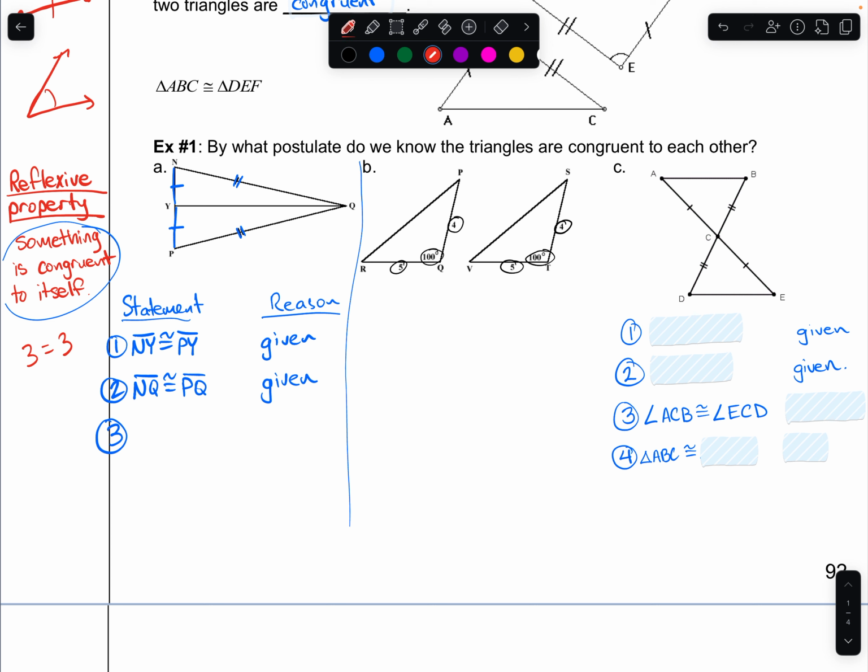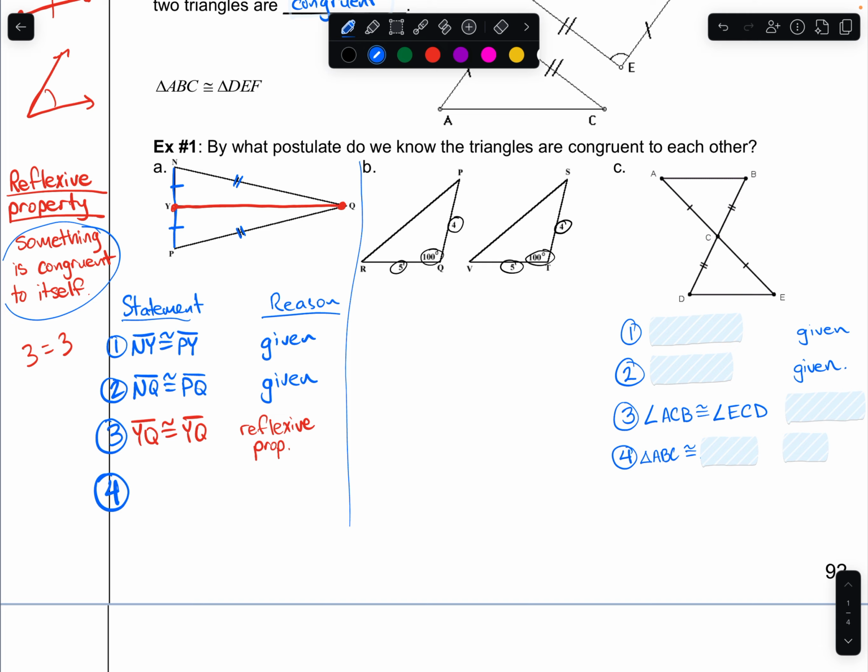Our third statement is actually going to be about this third side. It's actually a side of both triangles. Line segment YQ is a line segment. It has to have the same length as itself. That's not given in the picture, but we are able to say it because we know about the reflexive property. If you want to be super fancy, you can say this is the reflexive property of line segment congruence.